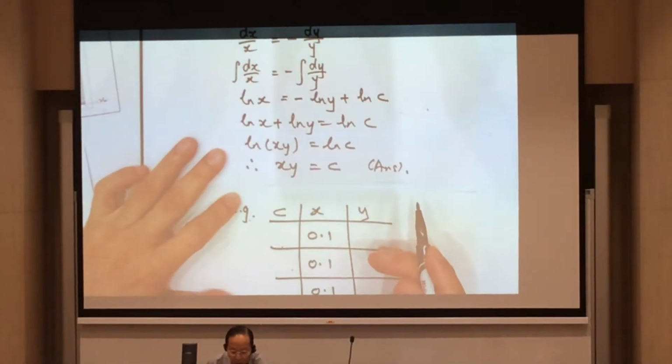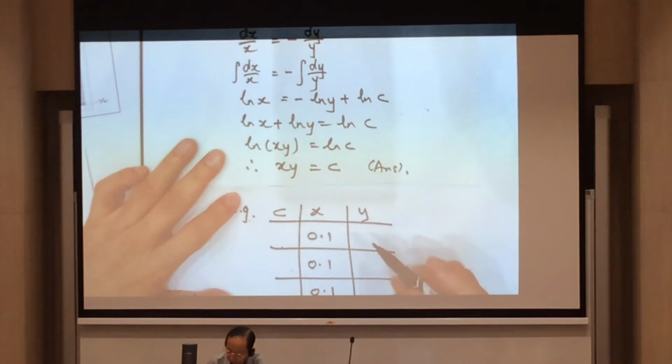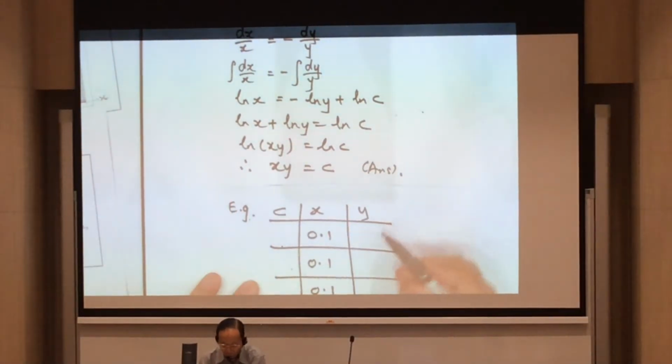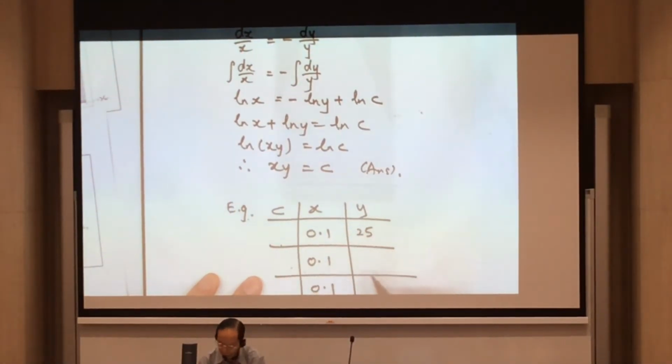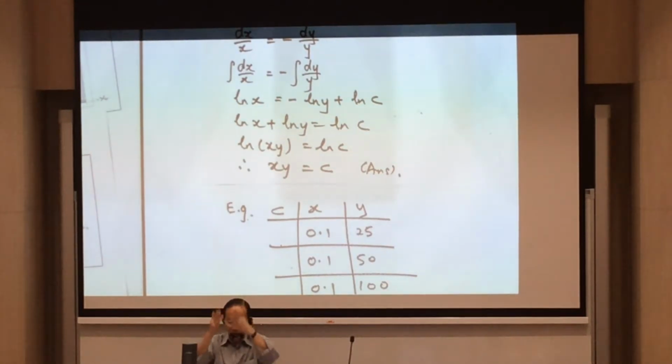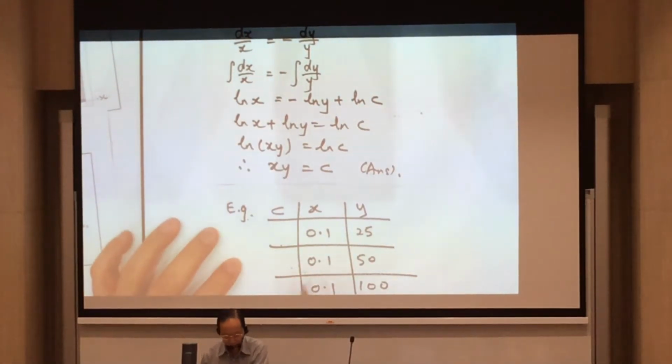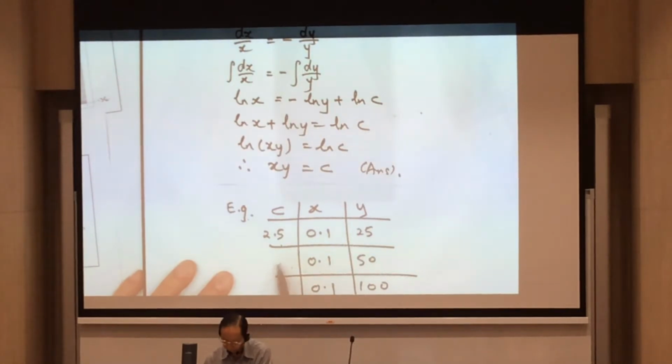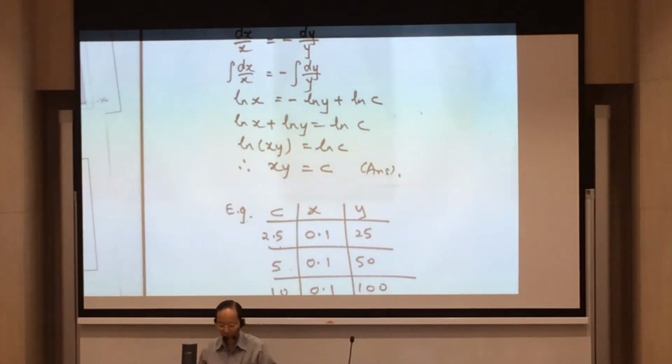So, let's say, give it some value, with your y equal to, let's say, 25, 50, and 100. Okay? So from that simple equation, if you set values of x and y there, your c will give rise to a family of straight lines. In this case, c will be 0.1 times 25, which is 2.5. This will be 5, and this will be 10, and so on and so forth.